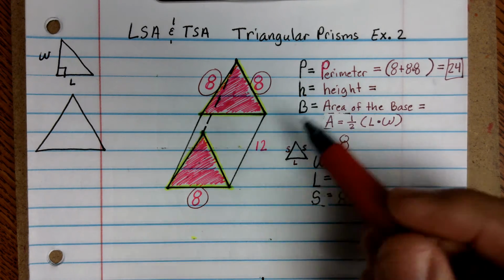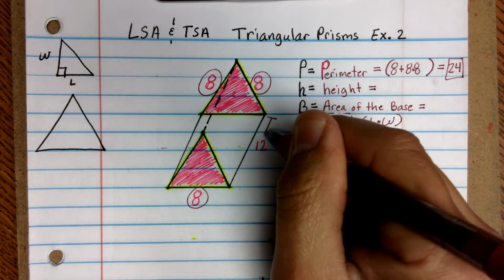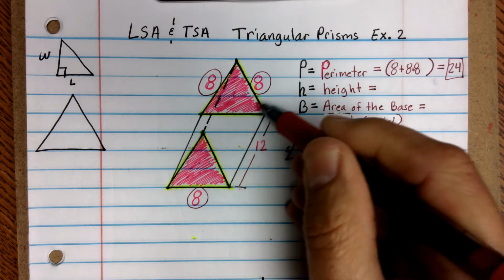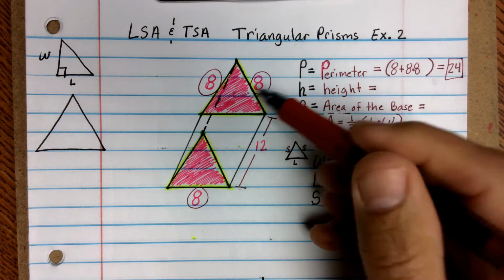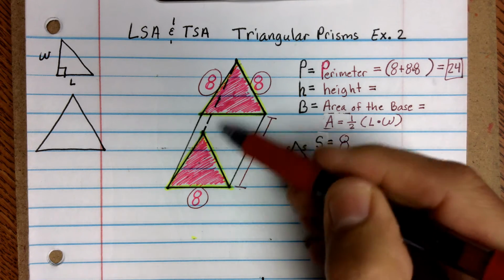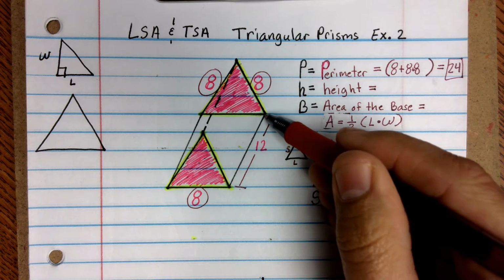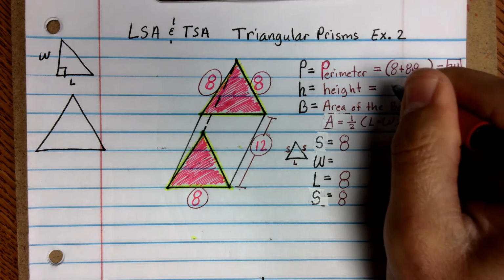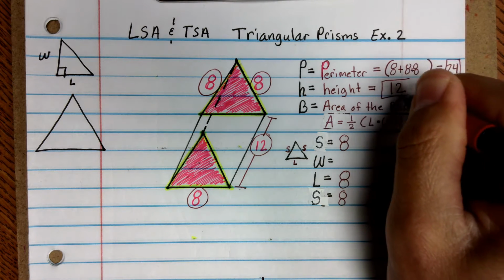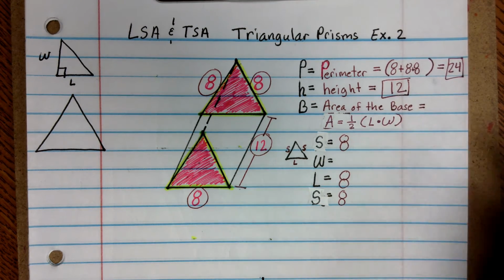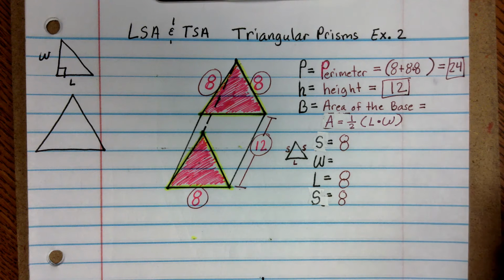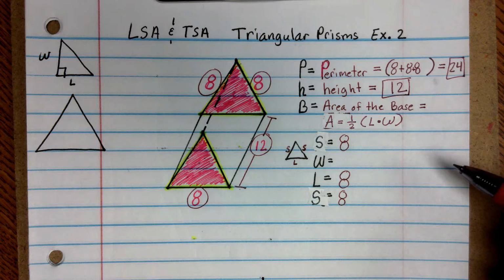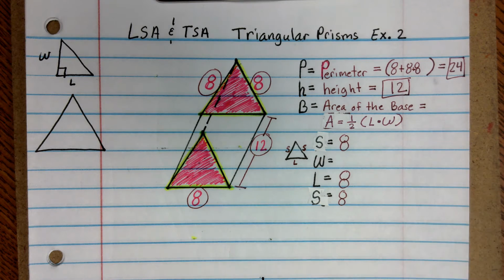Now if I continue on this, my height is just this distance between the two bases. And notice I did shade my bases already, right? I knew it was a triangular prism because it had a triangle, and I knew that those triangles had to represent the base. So the distance between these two bases is 12. So my height is going to be 12. And now we can solve for the lateral surface area. Let's do that real quick, and then we'll come back, get the rest of the information we need, and solve for the total surface area.